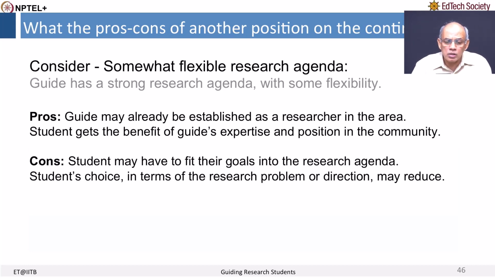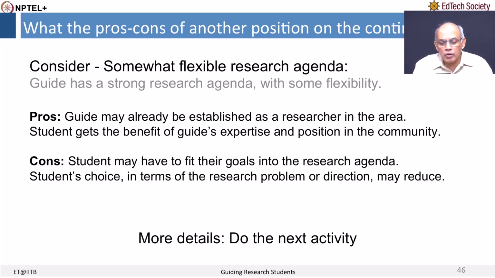If you look at the cons, the student may have to fit their goals into the guide's research agenda. Some students are able to do it well, some students have their own idea on which they want to work. So the student's choice in terms of the research problem or the research direction that they want to take for their PhD may reduce. Okay. So if you want to look at more details, let's do the next activity.